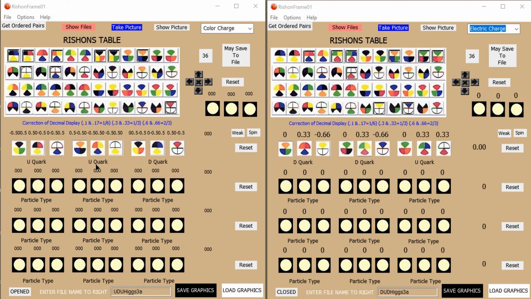And then for the prime Rishon elements, we have a cone designating the color. And so for this prime T Rishon is blue, yellow, and then red. And similarly, the Rishons are configuring the quarks for the neutron.